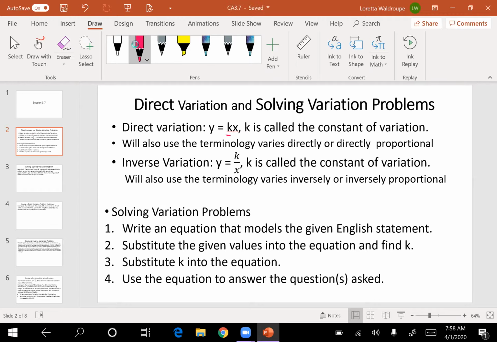Okay, so when it's direct variation, you take your constant of proportionality times x. When it's inverse variation, you're going to divide your k by your x, and you don't have to use x and y. When I do a problem, I use the variables that represent what's in the problem. The first thing you're going to do is write an equation, and then they're going to give you the values for x and y or whatever variables you choose so that you can find k. Then you can put k into the equation, and then it's going to ask you a final question.